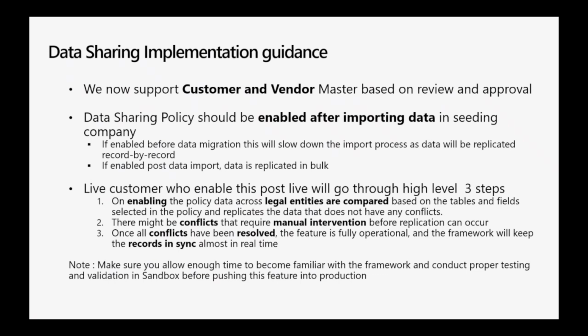For customers who are live already, as I mentioned already, it would be a 3-step phase. You would have data in legal entity 1, data in legal entity 2. There might be discrepancies, so you enable. Then you would first see if there are conflicts. You would refresh, you would fix those replication issues, make sure you select which one will be the dominant one, and then once all conflicts have been resolved, you really have a system which is synchronized and doesn't have any wrong data.